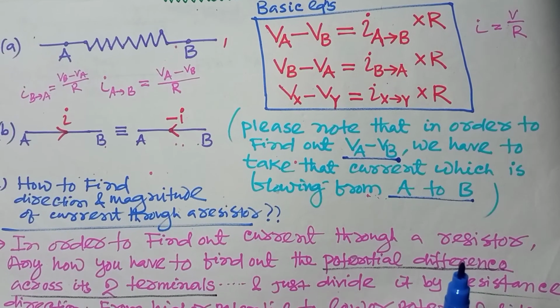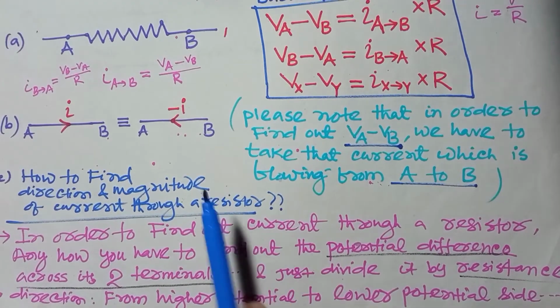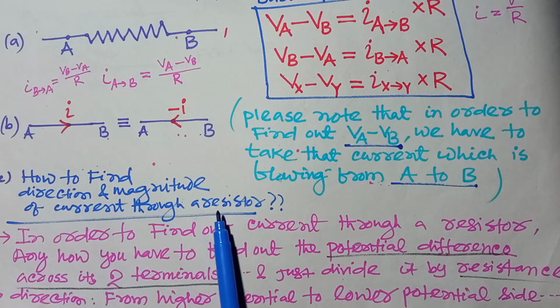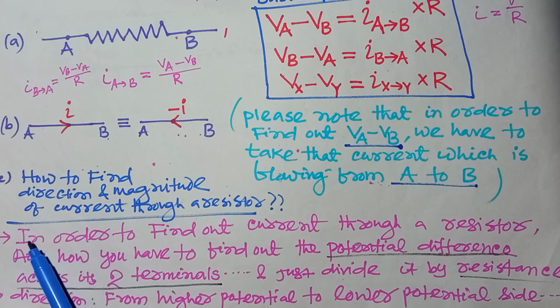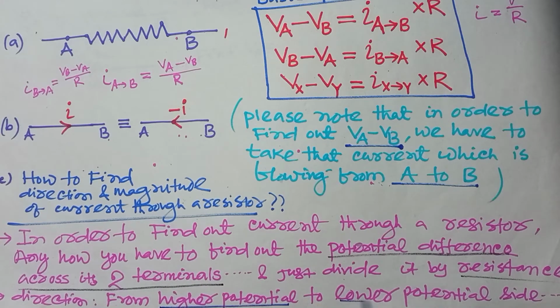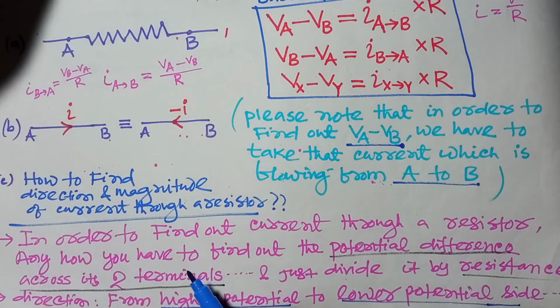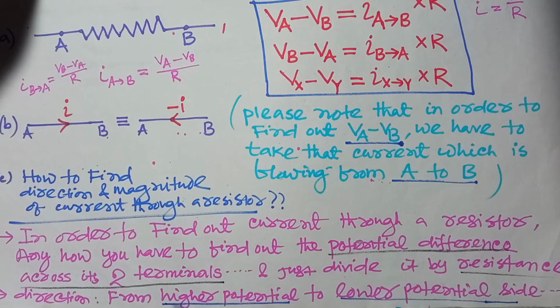The next question arises: how to find out the direction and magnitude of current through a particular resistor. In order to find out the current through a resistor, you have to find out the potential difference across its two terminals and just divide it by the resistance value. And the direction of current is always from higher potential to lower potential side.